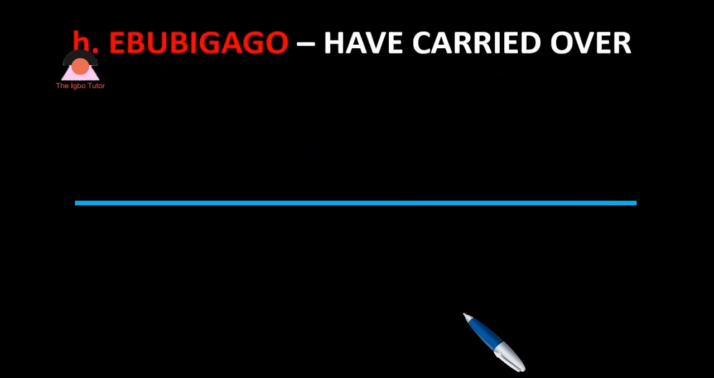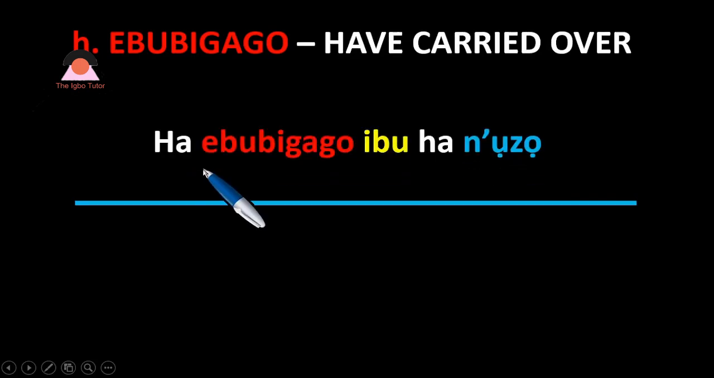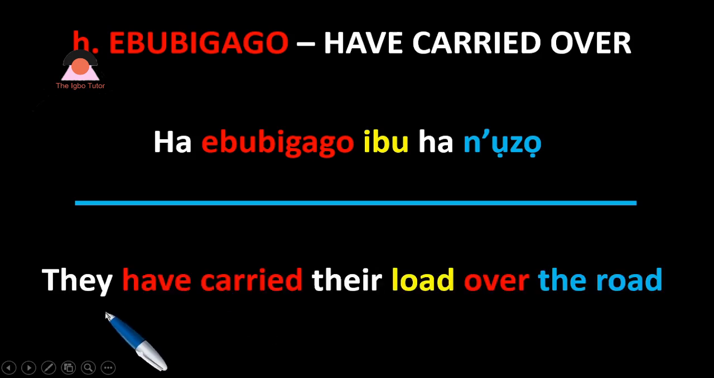We move on to the next one. Ebubigago, have carried over. A sentence now. Ha ebubigago ibu ha n'ụzọ. What does this mean? They have carried their load over the road. Of course, you can see from the color that ibu means load.